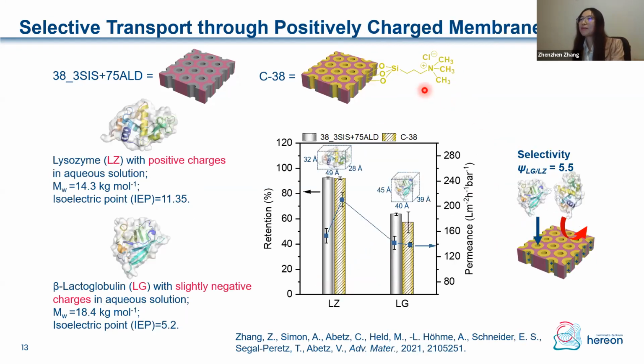Here is a positively charged membrane. We used two protein molecules with different charge but similar size. One is positively charged, another one is slightly negatively charged. And from here, we can see the membrane can highly reject the positively charged protein and allow the pass of the negatively charged protein.